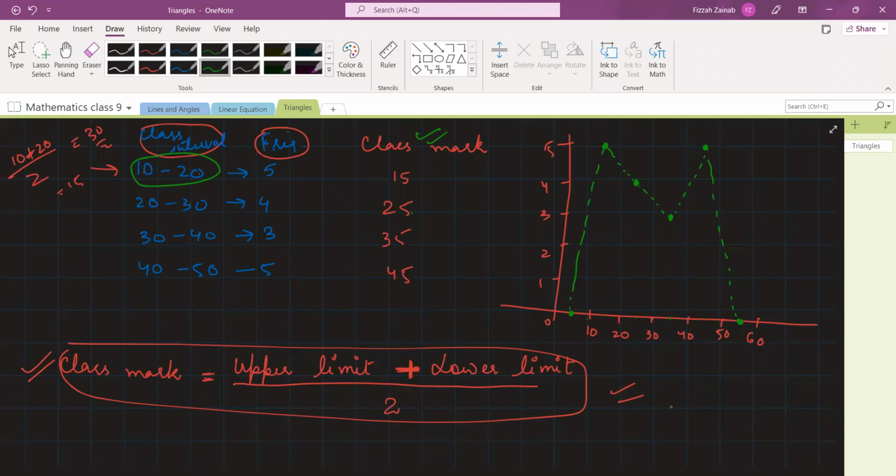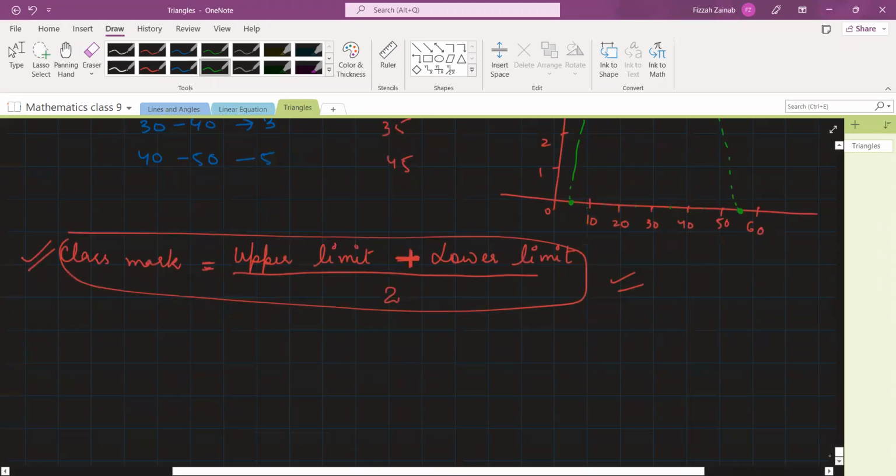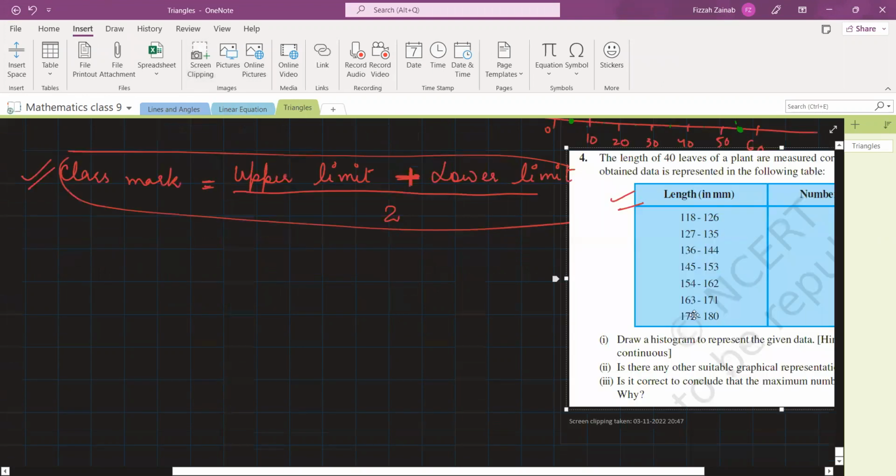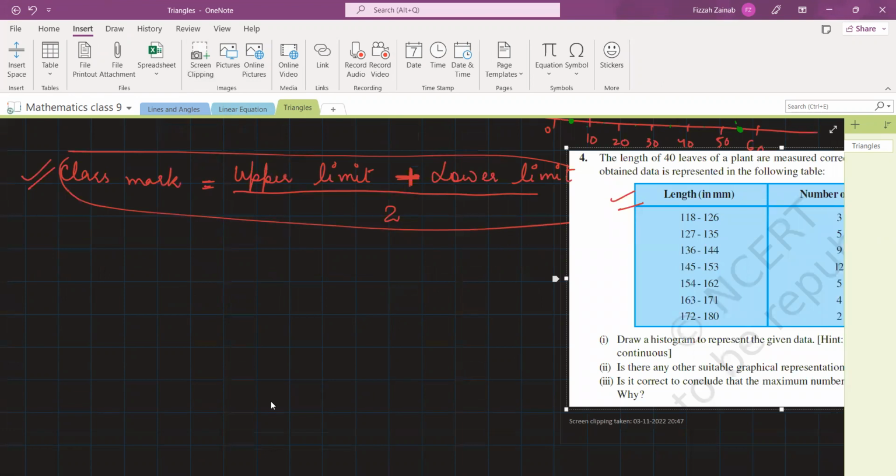So let us do question number 4 now, which is on histogram. Anyway, how were your marks in your half yearly exams? Has anybody got the marks? No, ma'am.